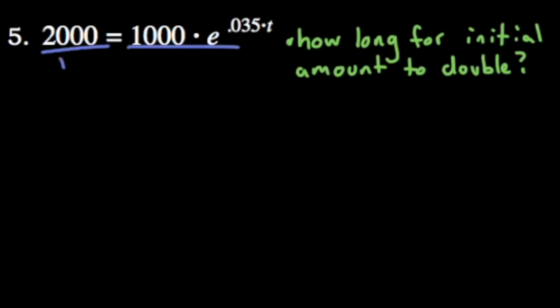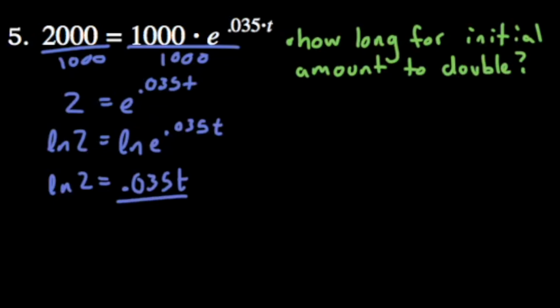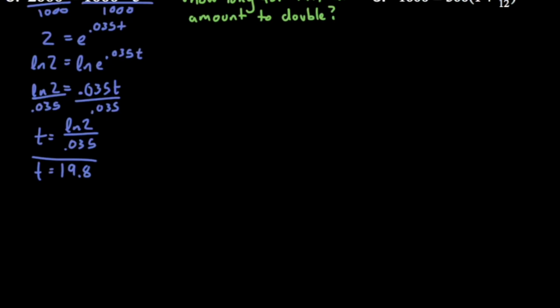So I'll just divide both sides by 1,000 to start out, and then I get 2 equals e to the 0.035t, and then I just have to take the natural log of both sides to get rid of that base e. So then this goes away, and then I have the natural log of 2 equals 0.035t, and then I just have to divide both sides by 0.035. Typing that into a calculator, you get 19.8.